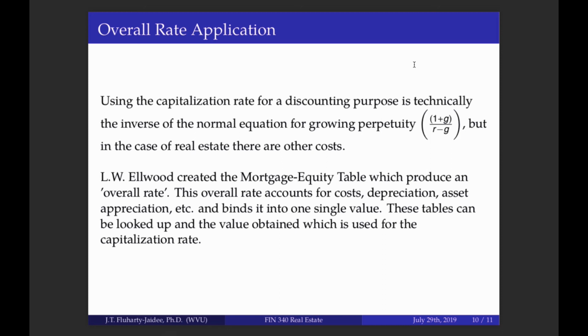What you would do is go into these mortgage equity tables and look up the interest rate you have on your loan, the amount of down payment you made, depreciation that has occurred, and any appreciation you expected might occur on the property over the next few years, and you would look up the appropriate rate to use for your capitalization discount. You would then take the NOI you had previously calculated and divide it by this overall rate, which would provide you the value that you should pay for the property, already assuming depreciation, appreciation, and any interest on your loans built in. So it's a very convenient method that L.W. Elwood created.